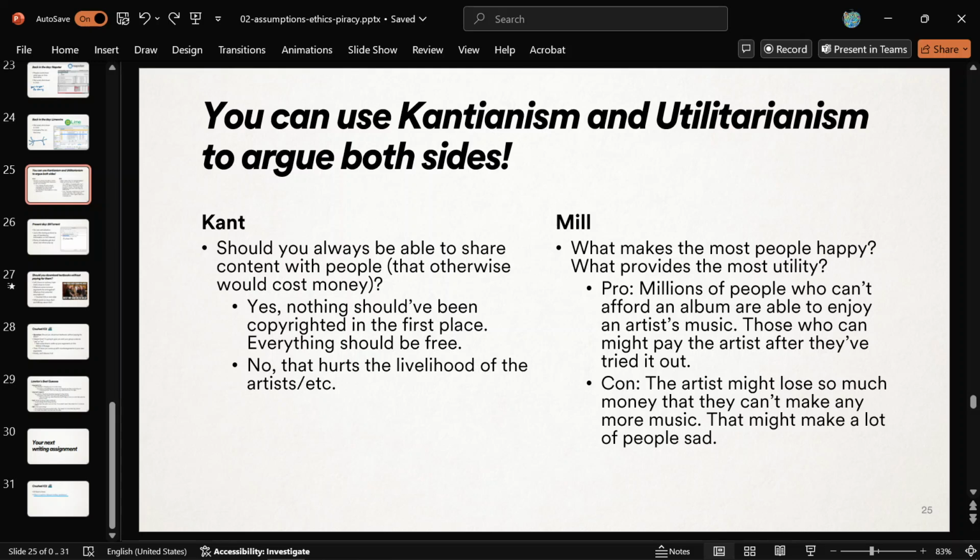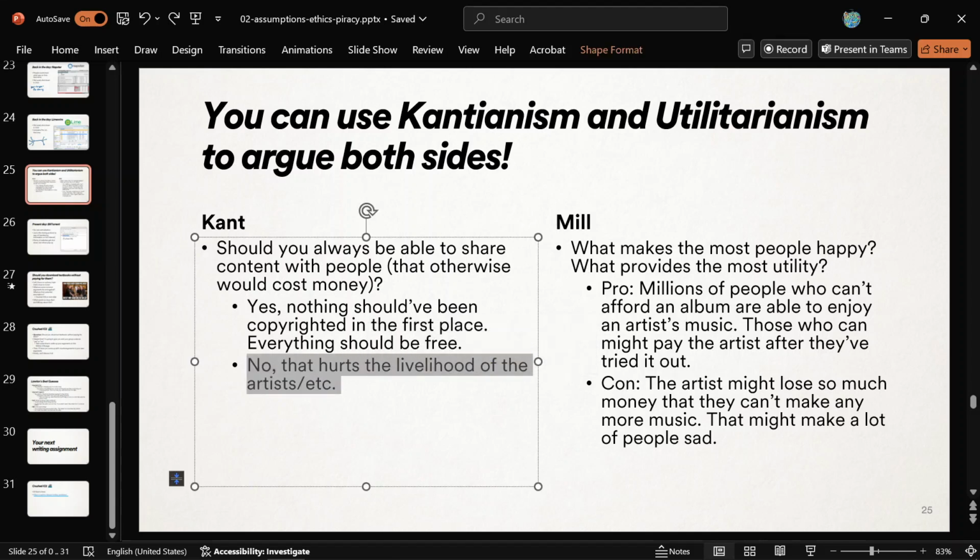So you might be able to say, yeah, that's okay. You should be able to share content with people, because you can imagine that Kant might say nothing should ever be copyrighted. Everything should always be free. Life would be better. Does that make sense? You could argue that. That is something Kant might say, and that follows his views. So that's Kantianism saying yes, you should be able to steal, because everything should have just been free anyway.